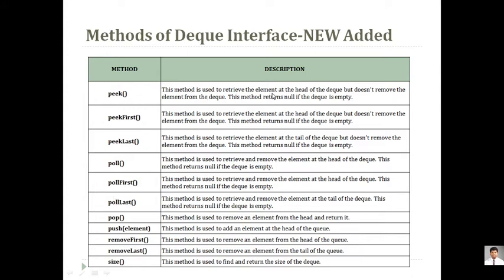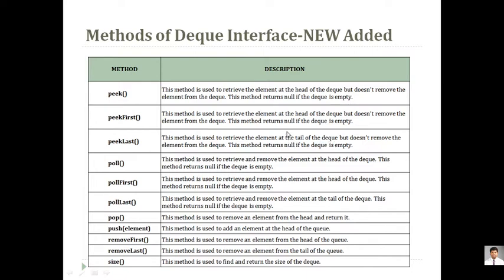This method is used to retrieve the element at the head. So what will peek be doing? It will be checking the first element of this list. It retrieves the element at the head of the queue and doesn't remove the element, just for the purpose of reading it. Same way, peek first is a method to retrieve the element at the head of the deque, but doesn't remove the element from the deque. Peek and peek first are the same for the purpose of execution, whereas peek last is for retrieving the element at the tail of the deque.